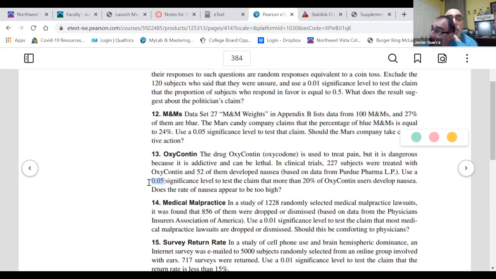All right, I'm going to skip claim proportion for now. Who can find me the total number of people? That is your sample size for number 13. What is the total number?